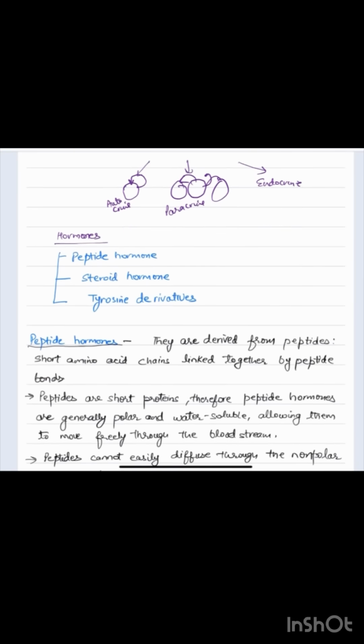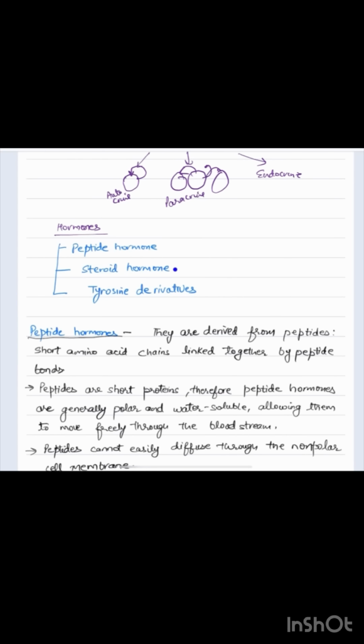on themselves, then we have paracrine and endocrine. Autocrine cells, wherever they are secreted, act on themselves, whereas paracrine cells act on the neighboring cells. On the other hand, endocrine cells go to distant places and act on far molecules. The three types of hormones we'll be discussing are peptide hormones, steroid hormones and tyrosine derivatives.